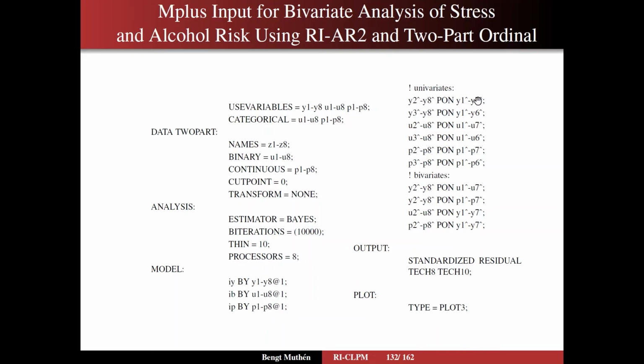And here then you have the univariate relationships, that is AR1 for Y, AR2 for Y, AR1 for U, AR2 for U, that is the binary part, and AR1 and 2 for the ordinal part. And then the bivariate relationships, Y regressed pairwise on U at a previous time point, and Y pairwise regressed on P at an earlier time point. And then you have U regressed on Y and P regressed on Y. And we don't regress U's and P's on each other.